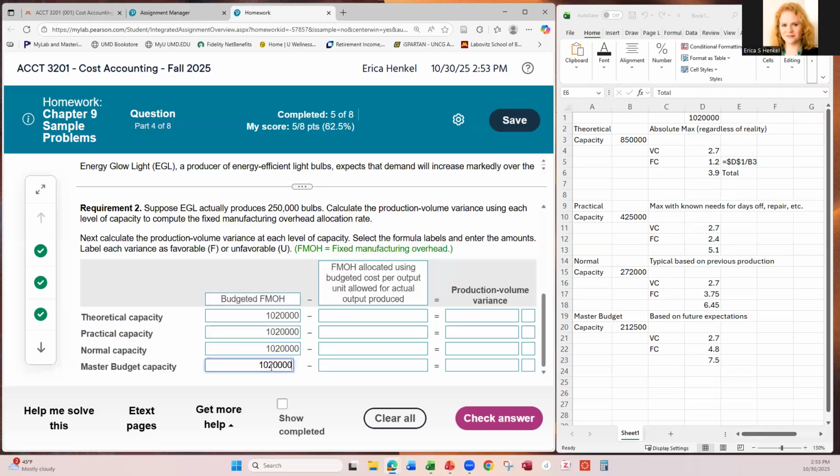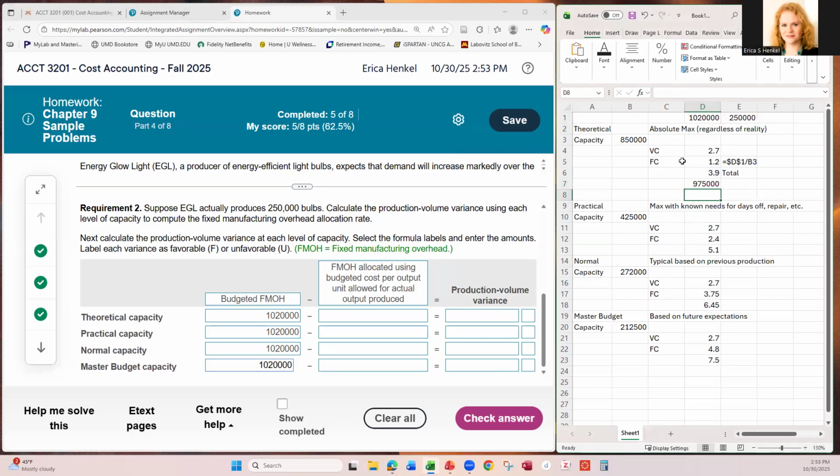And then here, let's see. So we actually produce 250,000 bulbs. So we're going to take that amount and we're going to multiply it times 250,000 bulbs. So I'm going to take my rate, E1.